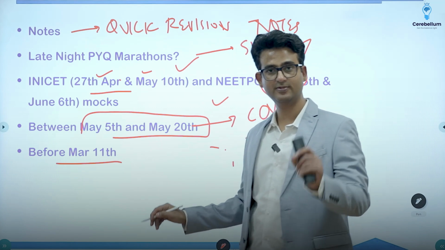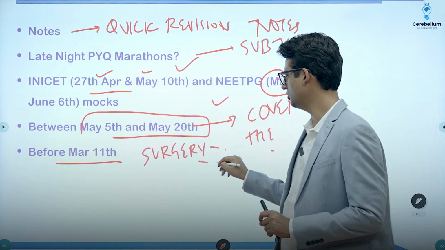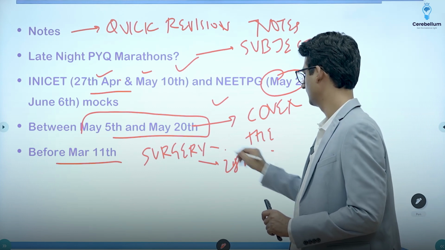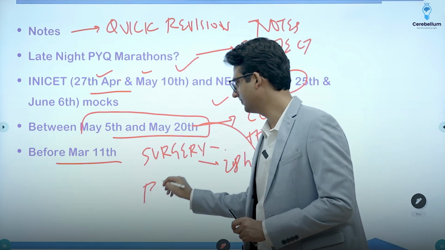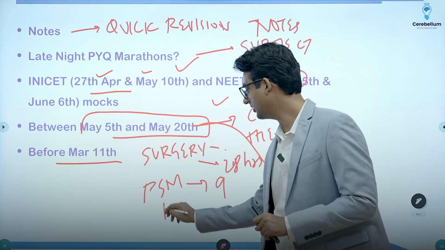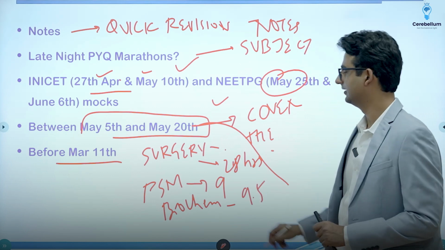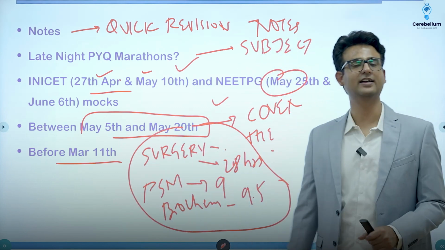I would suggest that Cerebellum surgery, quick revision videos, around 28 hours. Cerebellum's PSM videos, quick revision, around 9 hours. And biochem video of Dr. Ankur, again 9.5 hours. These are very high yield.